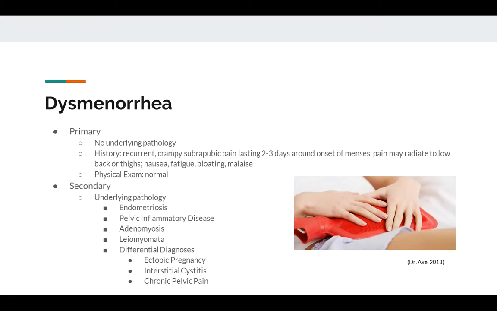The key to distinguishing primary from secondary dysmenorrhea is the presence of a normal physical exam. If the exam is normal, they have primary. This means there's not really a whole lot you can do about it except symptom management. If the patient has an underlying pathology, there are many things that can cause this. The most common thing is endometriosis. Again, a good physical exam and a good history are going to help you distinguish when this is pathologic versus physiologic.